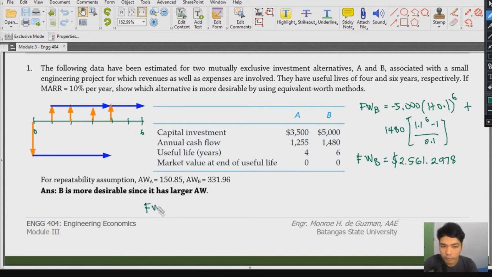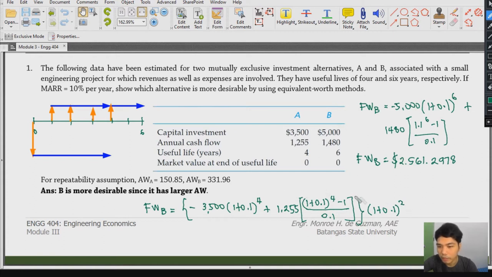Now, how about for A? For A, let's take a look at the net. So, that is negative 3,500. We multiply this by 1 plus 0.1, in parenthesis. We raise this to how many years, so we just take 4 first. So that is 4. And then, we add the 1255 quantity 1 plus 0.1 raised to 4 minus 1 over 0.1. And then, we multiply all of this by the compound factor, that's 1 plus 0.1 raised to positive 2 to make a total of 6 years.